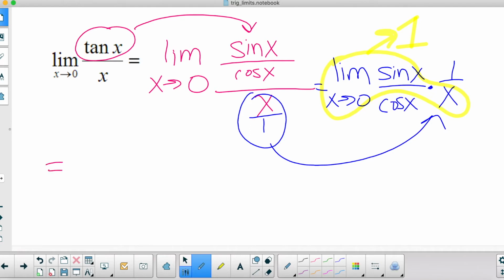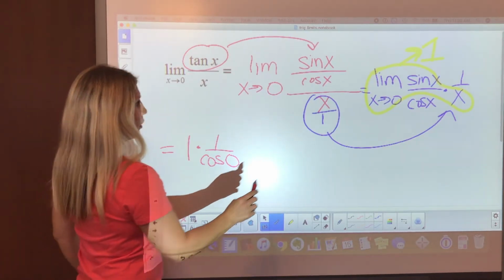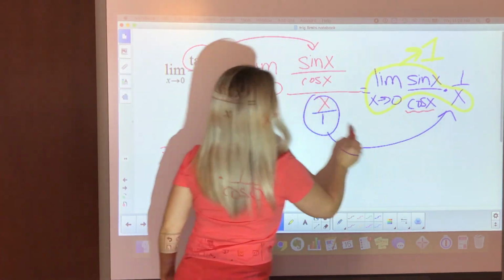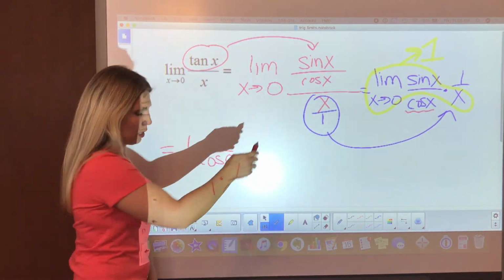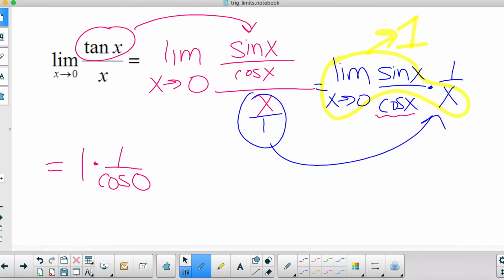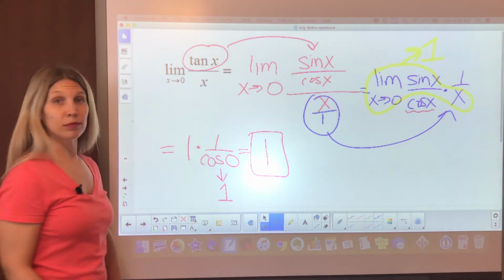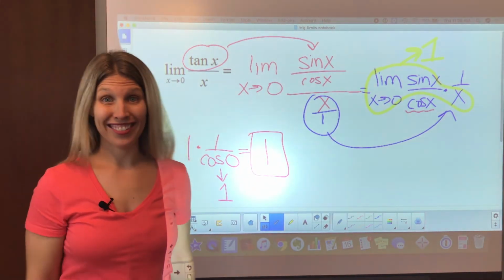So now we have left 1 times 1 over cosine at 0, because that's this piece that we had left. We plugged in our 0. And cosine of 0, we know that this guy is 1. So 1 times 1, 1. All that work for 1.